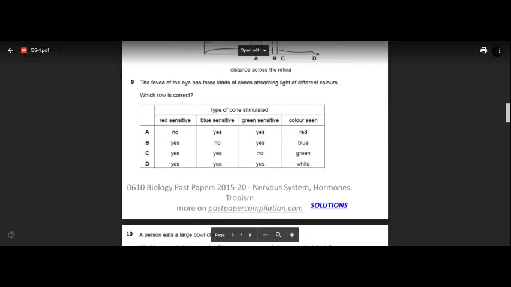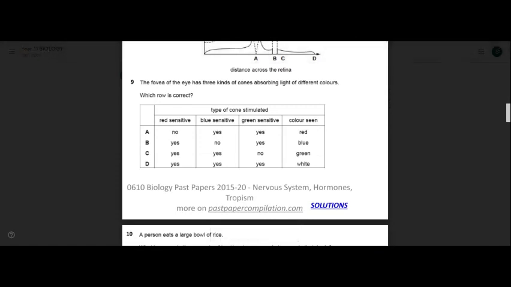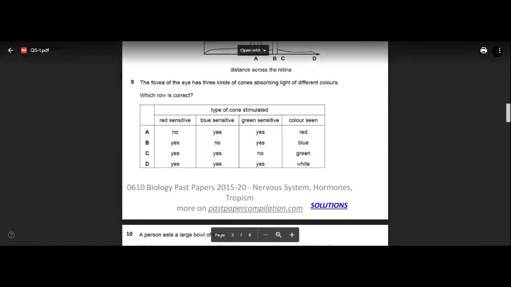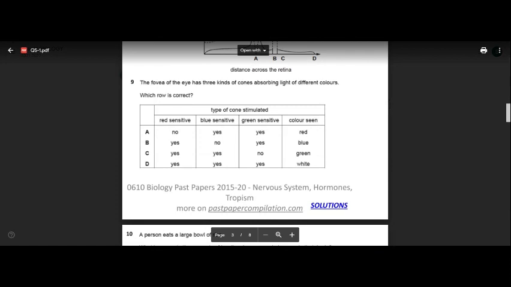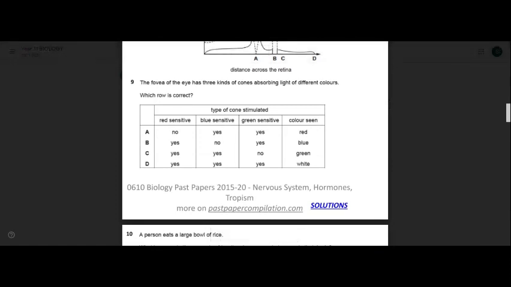Question number 9: the fovea of the eye has 3 kinds of cones absorbing light of different colors. Which row is correct? Type of cone stimulated: red sensitive, blue sensitive, green sensitive, and the color that you see.